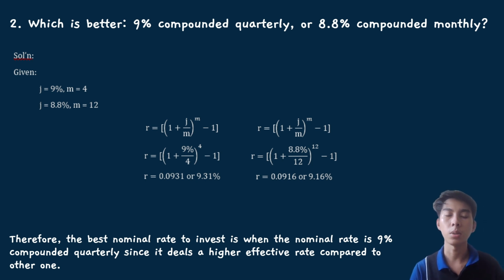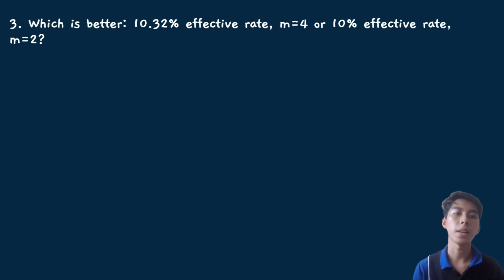So it is better to invest when you are given 9% compounded quarterly, if you wish to invest. Or if you wish to loan from a bank or borrow money, just like that. So we have here example number 3, which is better, another one.